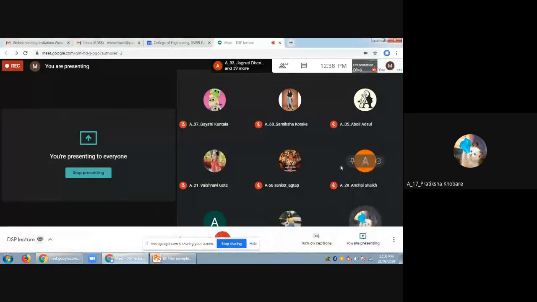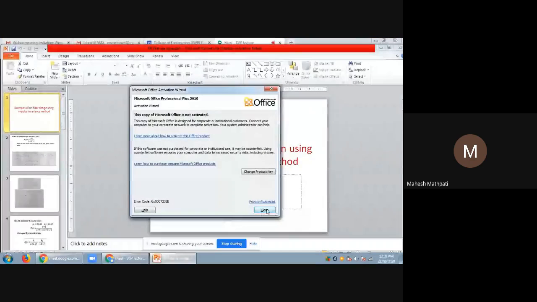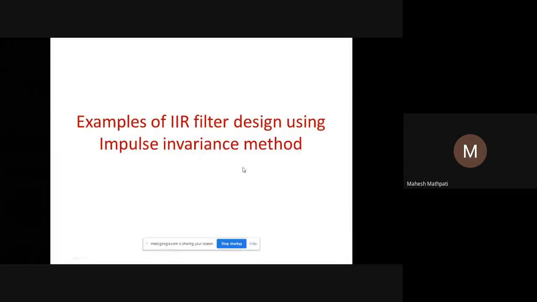Yes, sir. Okay. Have you tried that example? Yesterday's example? Has anyone tried it? Yes. I asked you to find roots of the denominator function. How many of you have tried it?